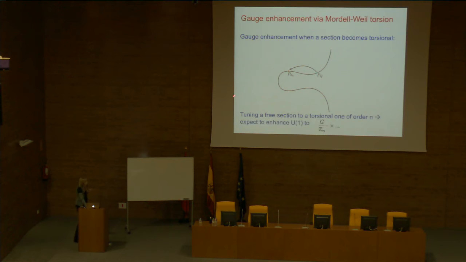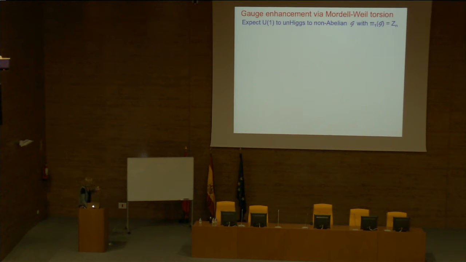So as I was already indicating, tuning a free section to sit on top of a torsional one, say of order n, we would expect the enhancement of gauge symmetry from U1 generically to the one that is associated with non-abelian symmetry modded out by a global factor Zn. But in what manner does this happen, really? Again, we expect that this U1 unhiggs to a non-abelian gauge symmetry whose first homotopy group is Zn.